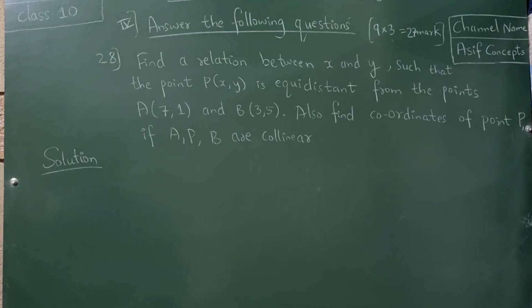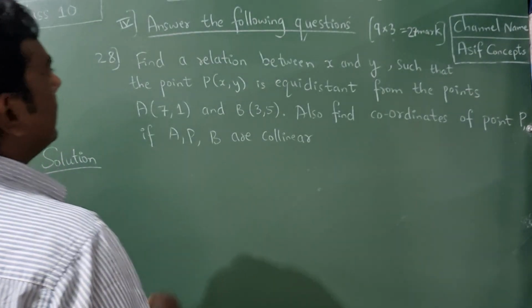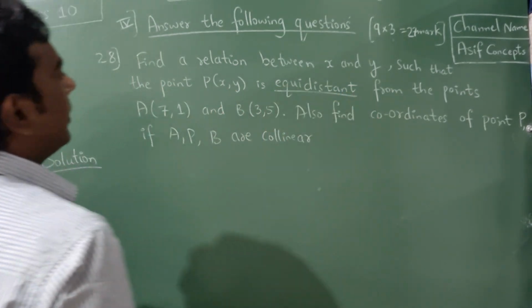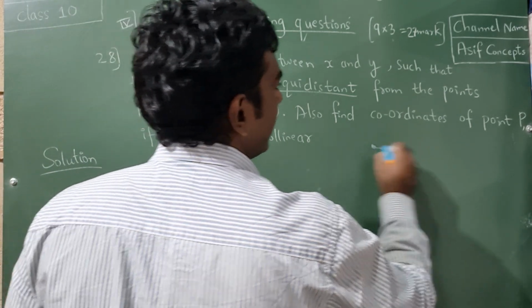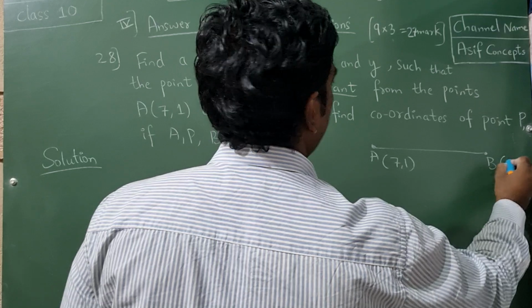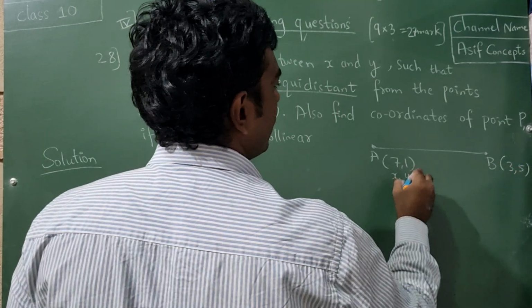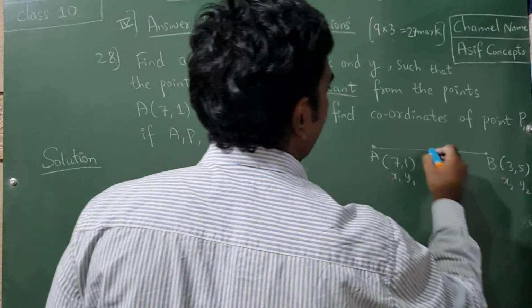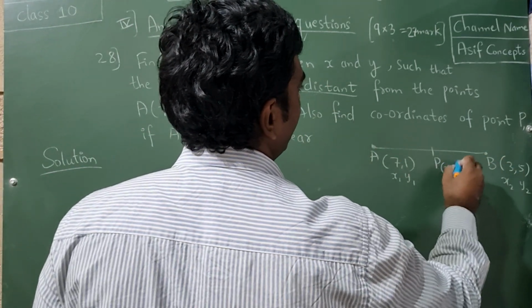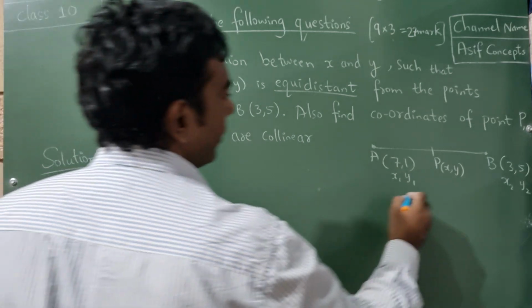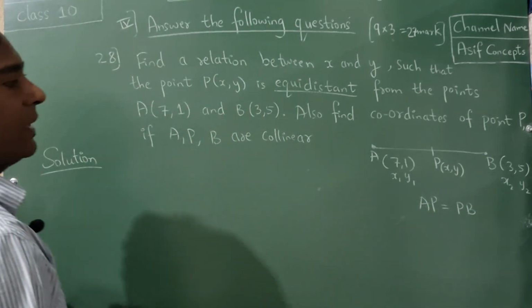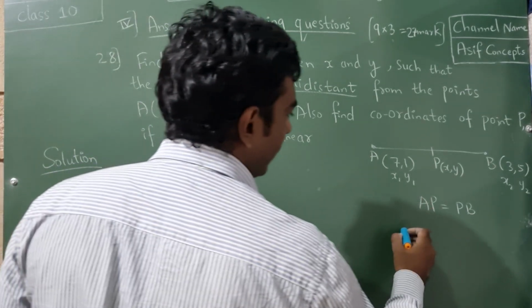28th question. Find the relation between x and y such that the point P(x, y) is equidistant from the points A and B. So this is A (7, 1), this is B (3, 5), x1 y1 x2 y2. Here it is P, it is equidistant, it means it is equal. Fine. Now I can write AP is equal to PB by distance formula. Okay, what is the distance formula?